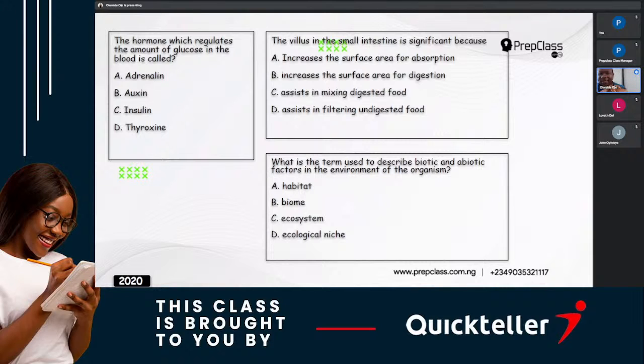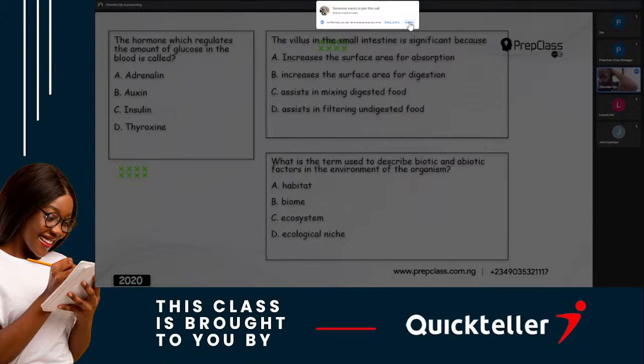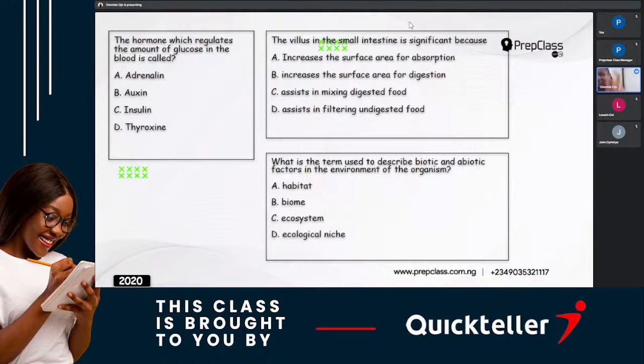In the digestive system, in the small intestine, there's something that is called villi. So the villi is like a finger-like projection. The function of the villi is that it is there that there is absorption of your food, the good things from the food that you have eaten. It is the villi that does it.